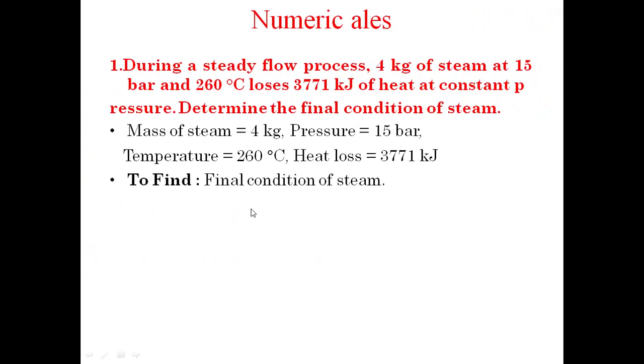Now the numericals. During a steady flow process, the numerical is very important for the drainage fraction of steam. During a steady flow process, 4 kg of steam at 15 bar and 260 degrees Celsius loses 3771 kilojoule of heat at constant pressure. Determine the final condition of steam. Mass of steam 4 kg, pressure 15 bar, temperature 260 degrees Celsius, heat loss 3771 kilojoule, to find the final condition of steam.